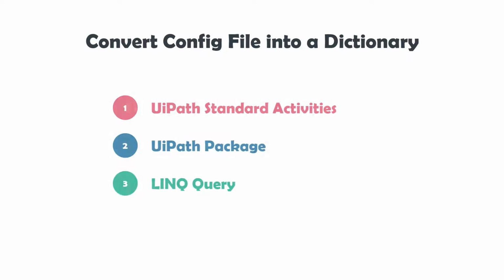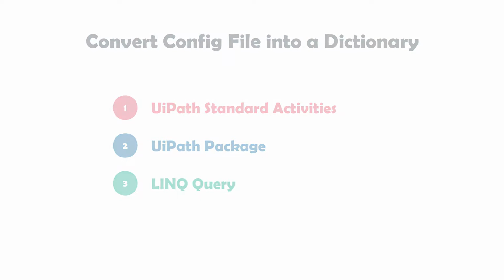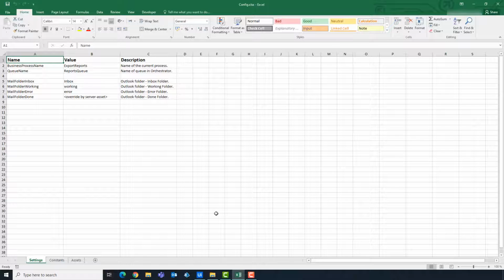As already mentioned, I will show you how to convert in 3 ways. Let's start with the first way. Convert config to dictionary using the UiPath standard activities. I have here my Excel config file. It consists of 3 sheets: settings, constants, and assets.